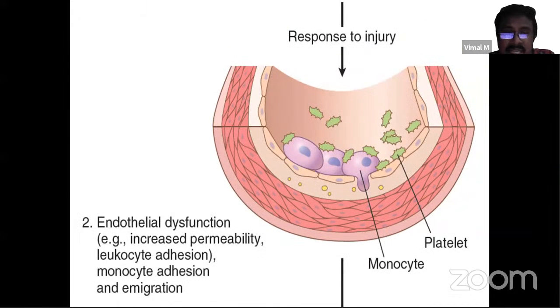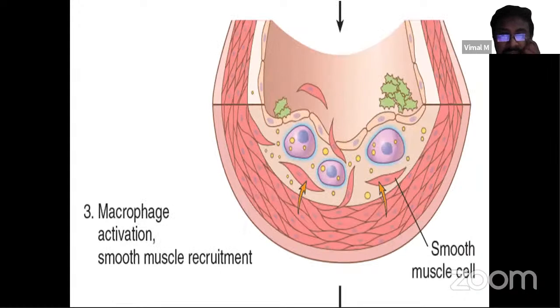So when there is a response to the hypothesis, the blood monocyte will gain entry into the tunica media, and this monocyte will try to engulf the lipid particles. The lipid particles are highlighted in yellow. The monocyte will keep on engulfing the lipid particles, that is, the oxidized LDL, which I told you about.